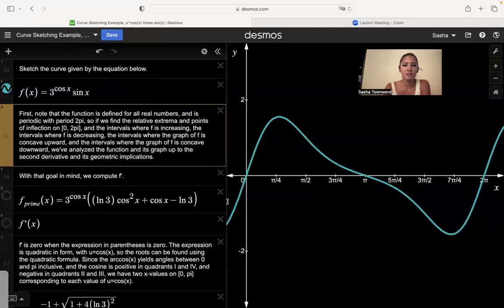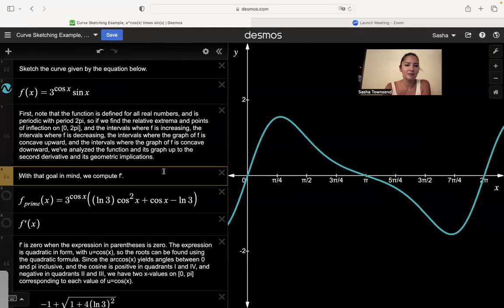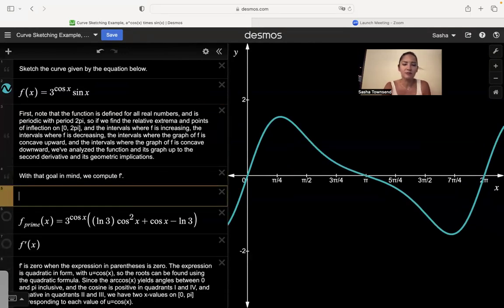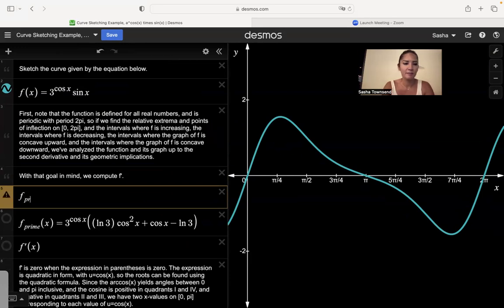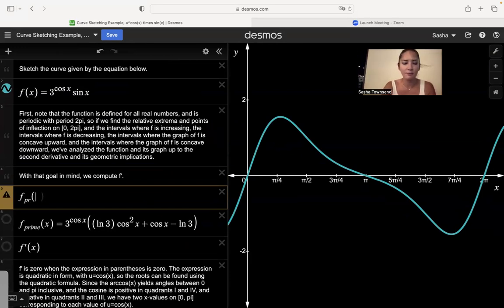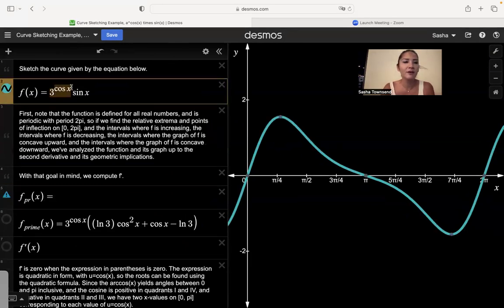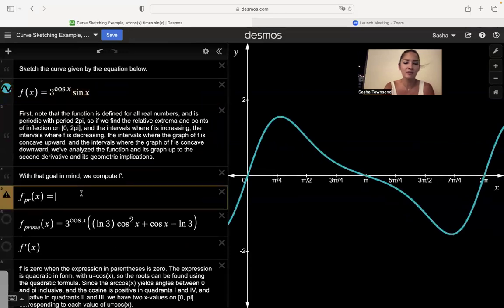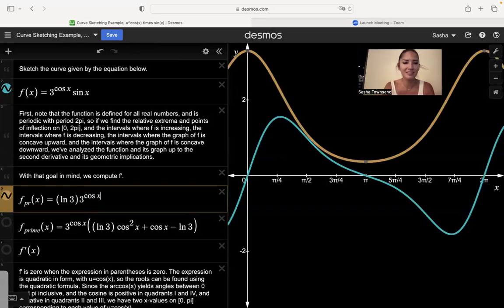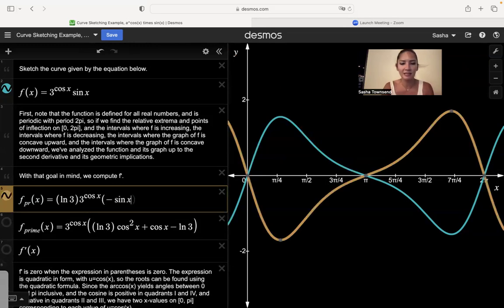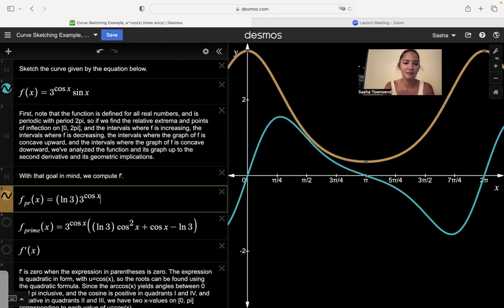So we'll compute the first derivative. Now, this is the simplified version. When I computed the first derivative, I said f prime of x equals, and I used the product rule. I've got 3 to the cosine of x times sine of x. So we'll have the derivative of the first, which is natural log of the base, times the same exponential, 3 raised to the cosine of x, times the derivative of the inside, which is negative sine of x. That's derivative of the first times the second. So I'm going to multiply by another sine of x. So that's going to give me a negative sine squared x.